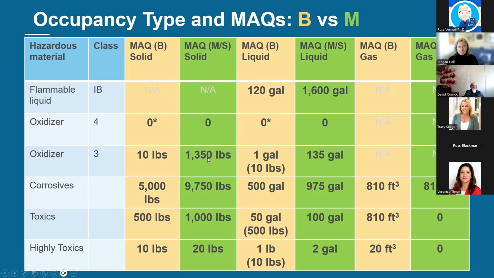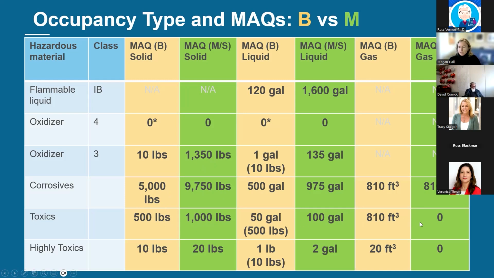And these often are things like pool chemicals that have to be packaged. There are container size limits, you know, they have to be in the original manufacturer's packaging, etc. Corrosives, you can basically double MAQs in M and S occupancies. Toxics, you can also basically double. You can actually go quite a lot higher for certain materials if you meet certain criteria.